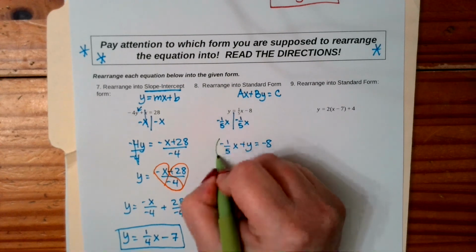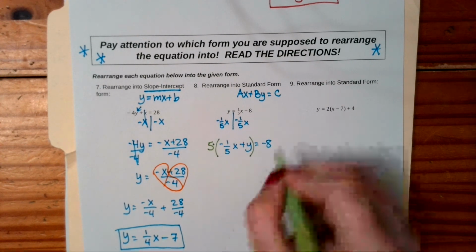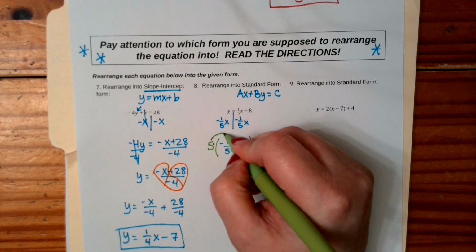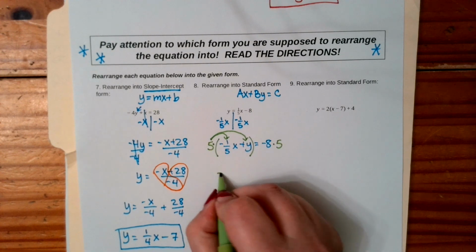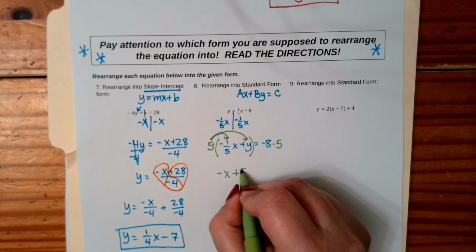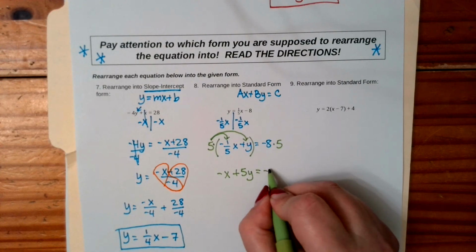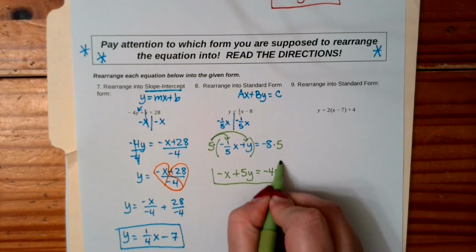So when I look at what that fraction is, it says negative 1 over 5. So that means I'm going to need to take this whole equation and multiply by 5. And I have to remember to do it on both sides. So I'm going to take this 5 and multiply it inside. So I get negative x plus 5y equals negative 8 times 5, which is negative 40. And now it's in standard form.